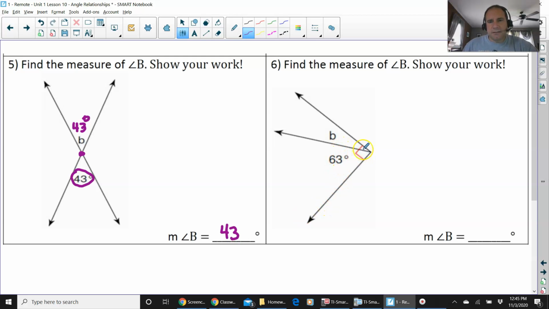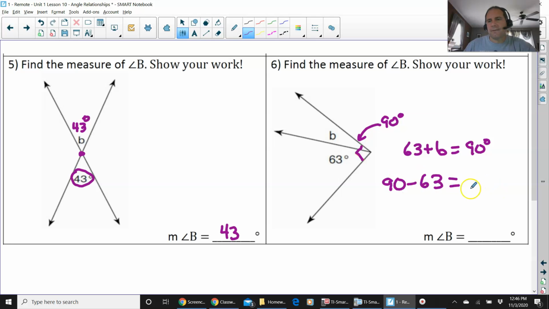Number 6. This box here is a right angle box, so that means that those two angles together, when you add them, equal 90 degrees. So 63 plus B has to be equal to 90 degrees. So what we do is we take 90 minus 63, and that is 27 degrees.